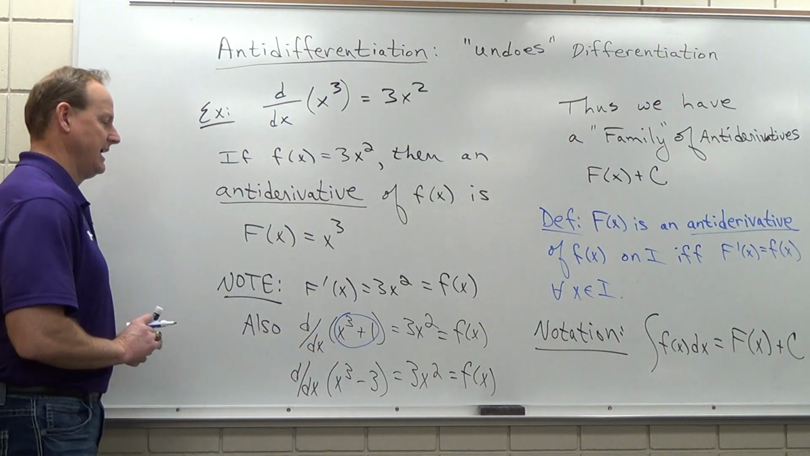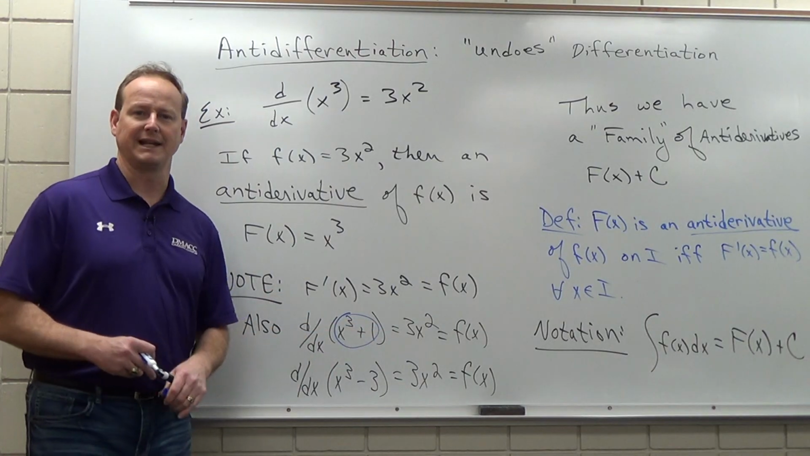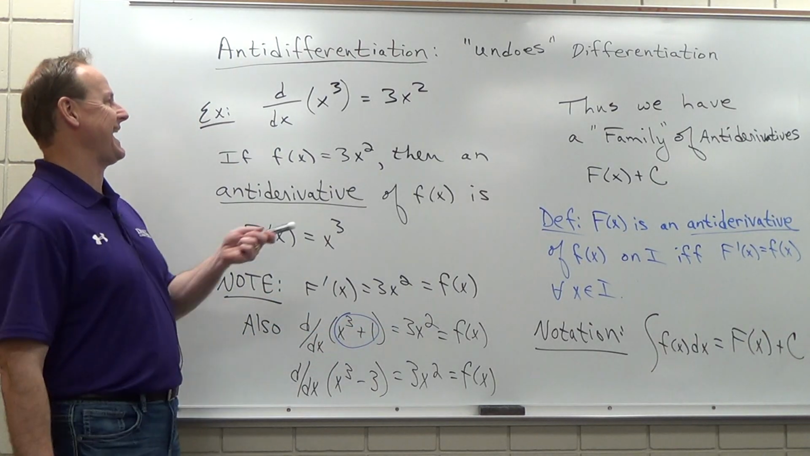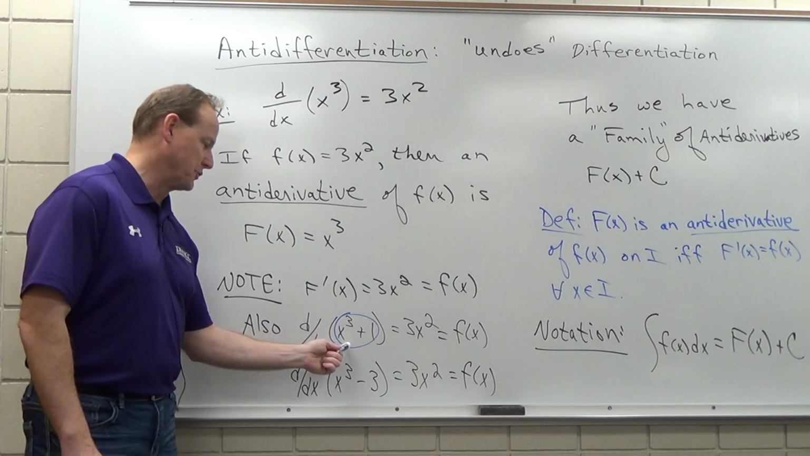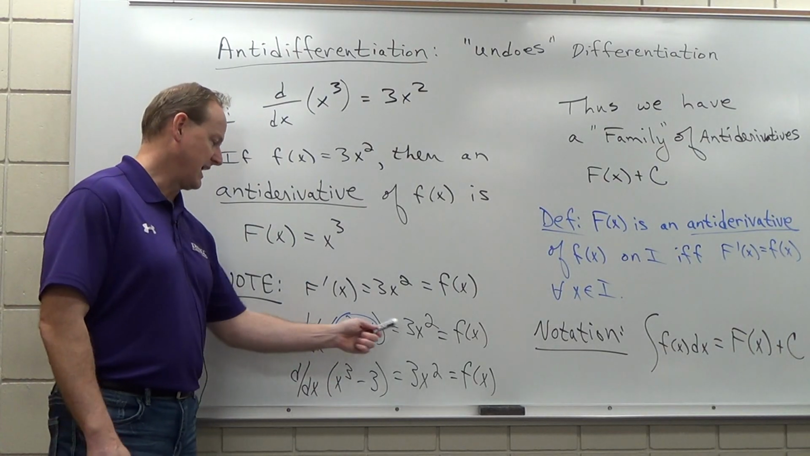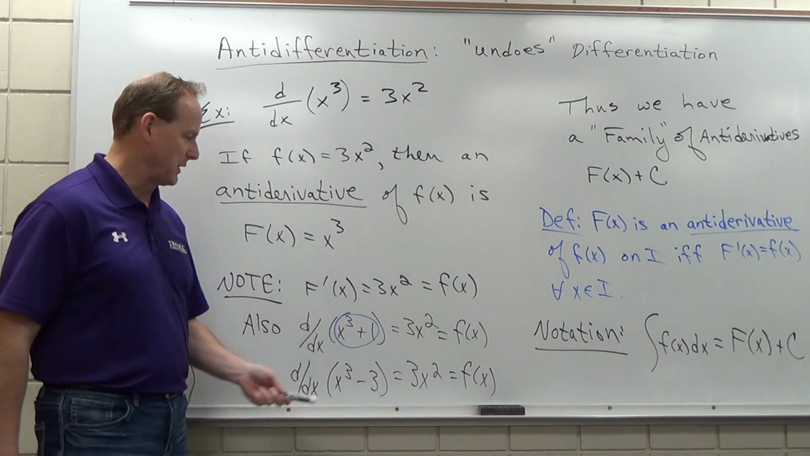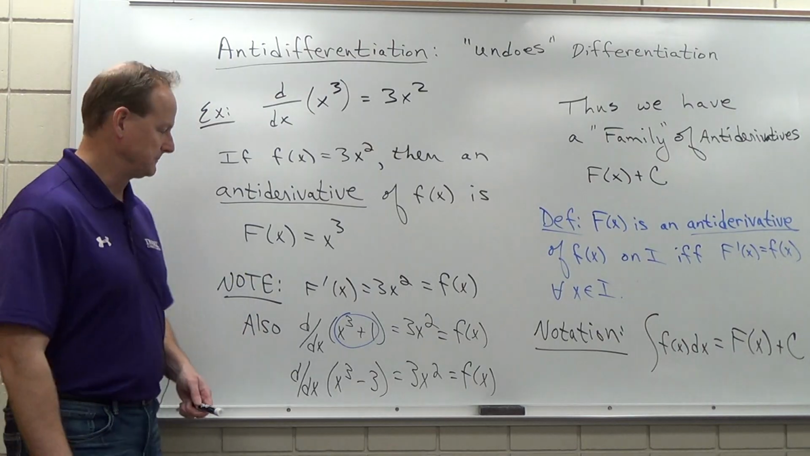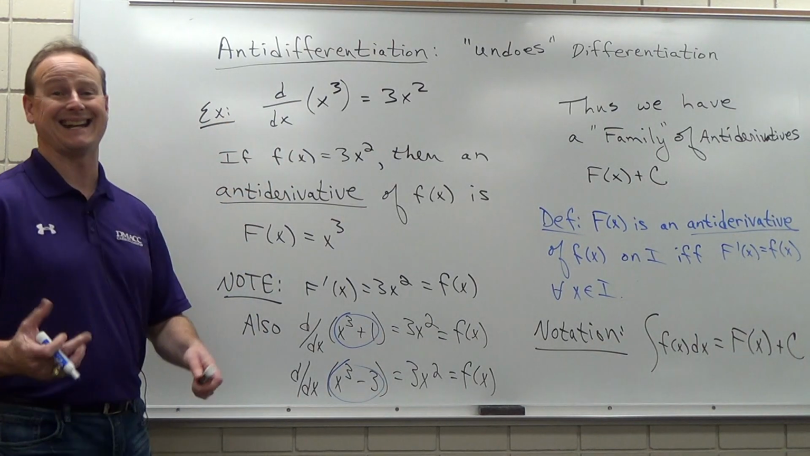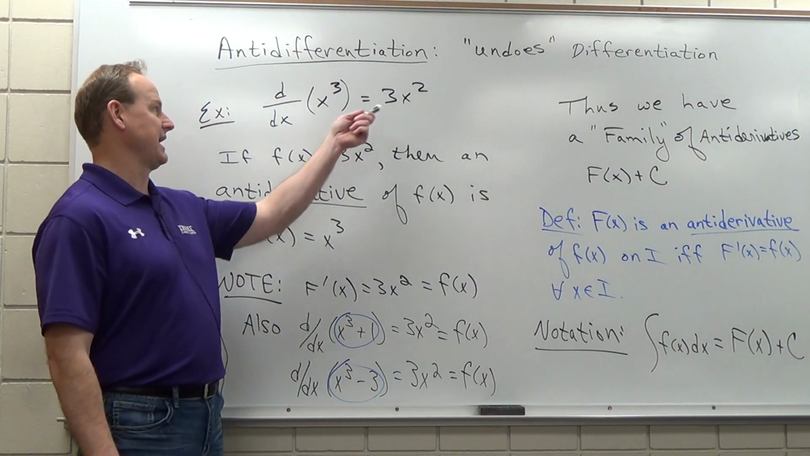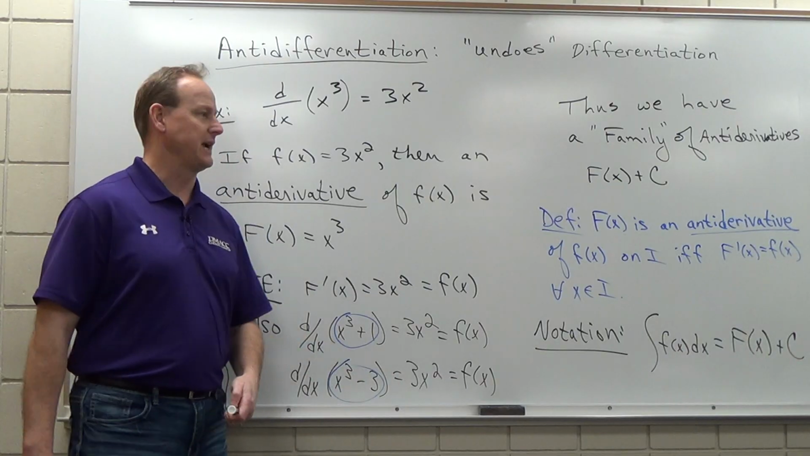If I had capital G of x as x cubed plus 1, capital G of x would also be an antiderivative of little f of x, 3x squared, because the derivative of x cubed plus 1 is 3x squared as well, because the derivative of the sum is the sum of the derivatives. Derivative of a constant is 0. I would also notice that if I had x cubed minus 3, that's an antiderivative of 3x squared as well, because if I take the derivative back of this, I also get 3x squared.